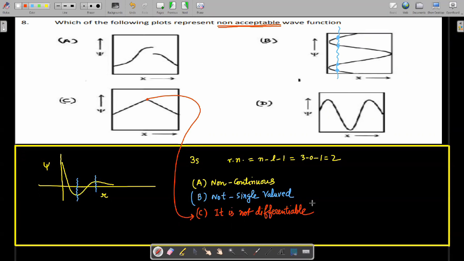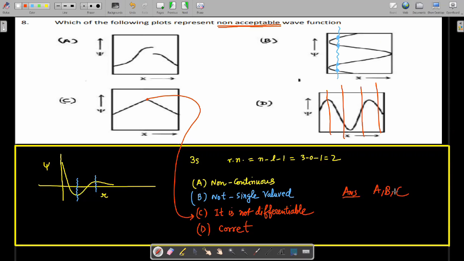In D option, if you compare with this, all the things are matching. How is it matching? It is continuous. It is differentiable at each and every point. And it is single valued. If you take any point, we are going to get only one value, right? So D option is matching. D is correct, but they are not asking the correct, they are asking non-acceptable. So what is the answer? So answer will be ABC.